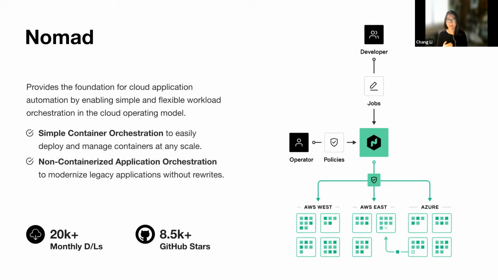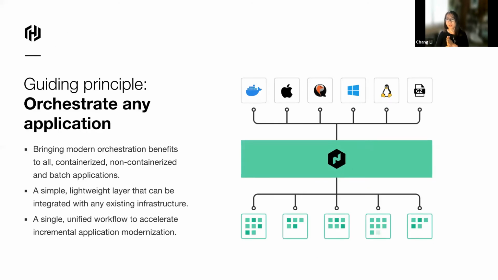And the flexibility aspect really helps organizations to modernize their legacy applications without the need to containerize all of them or to rewrite all of them. So the guiding principle behind Nomad is really about having just one single unified orchestration solution for any applications. That includes containers, non-containerized applications, and also batch applications, you name it. The goal is to provide a single, very simple and lightweight layer that customers can just integrate with their existing infrastructure.